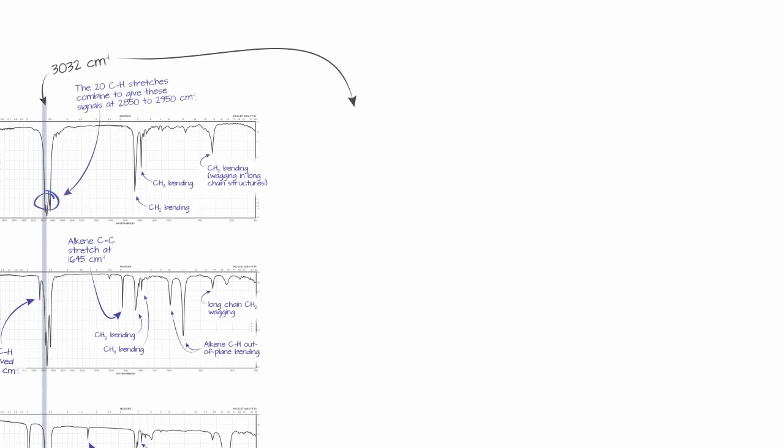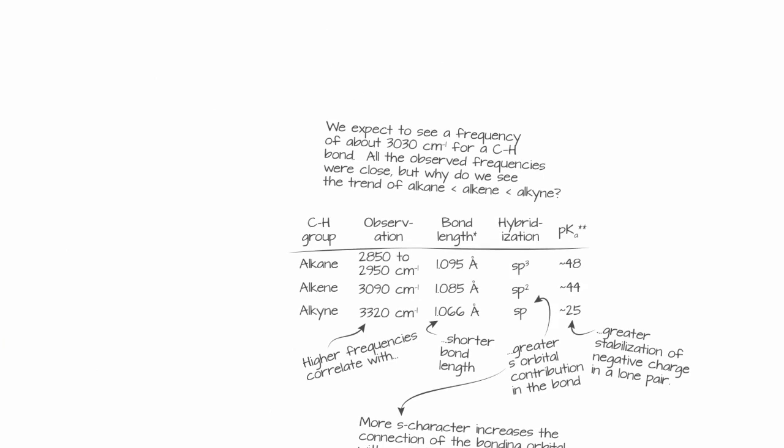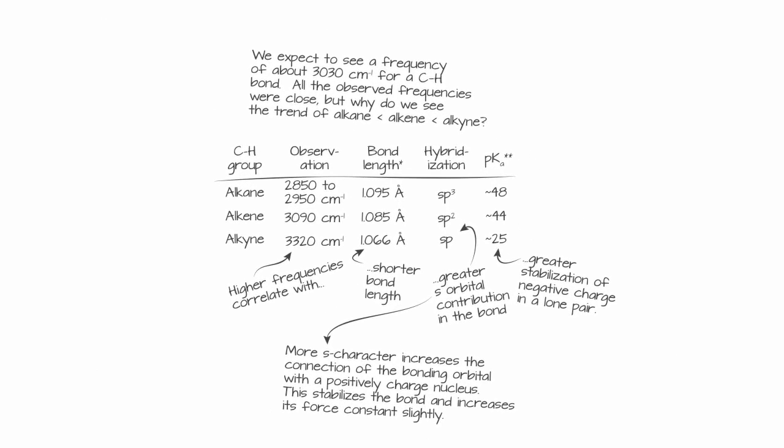Now, that frequency, what sort of trends can we expect? If we expect to see CH stretches around 3000 per centimeter, what do we observe? We see, as you can see from this table here, that alkanes come out just under that, alkenes, CH stretches come out just over that, and alkynes are a lot higher. What does that correlate with? It seems to correlate with bond length. Shorter bonds seem to have higher force constants. That seems to be a trend.